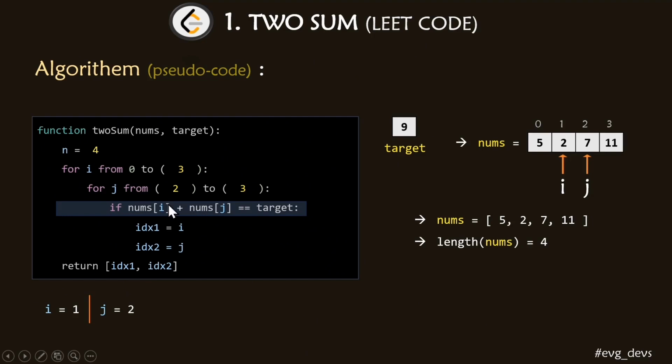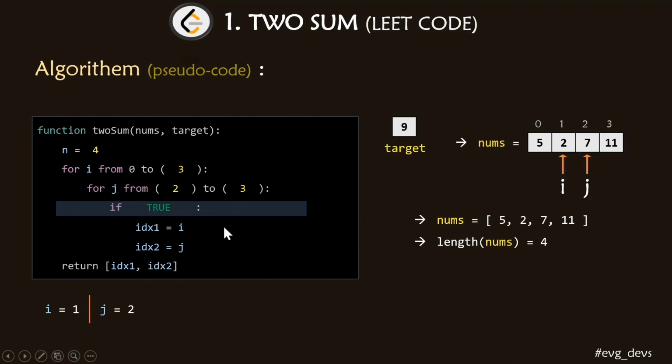Here it has to check the condition. Now nums of i, that is nums of 1. Nums of 1 value is 2. And nums of 2 value is 7. 2 plus 7 is equals 9. As 2 plus 7 equals 9, the condition is satisfied.